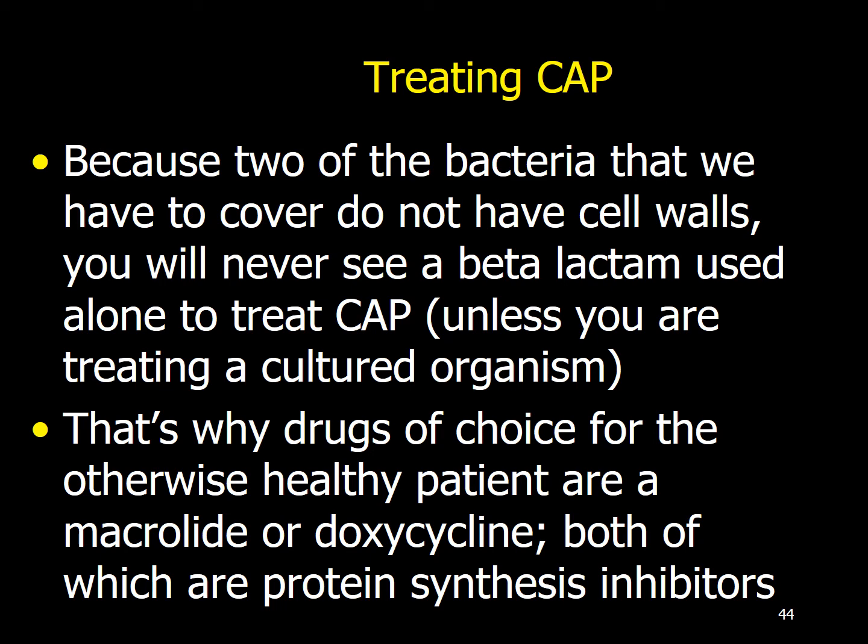And so in the otherwise healthy patient, again, like you or like me, that you have community-acquired pneumonia, a macrolide or doxycycline will cover strep, H-flu, and it'll cover all the H-flus because since it's not a beta-lactam, it is totally impervious to beta-lactamases. Beta-lactamases won't affect them at all. So strep, all the H-flus, and it will cover the atypicals.